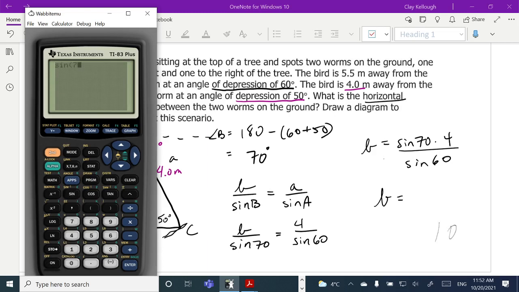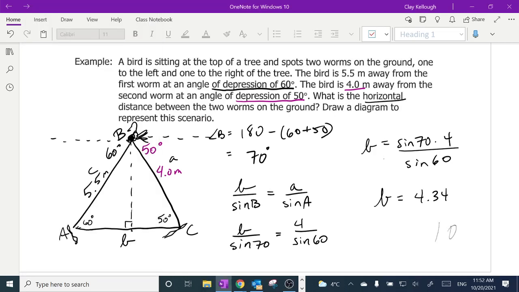Sine of 70, close my brackets, times 4 divided by sine of 60. Close brackets equals 4.34 is the answer I'm getting. And does it say we're at around? Nope, then we don't care. And are we in meters? Yes, we are. We're in meters. So there we go.